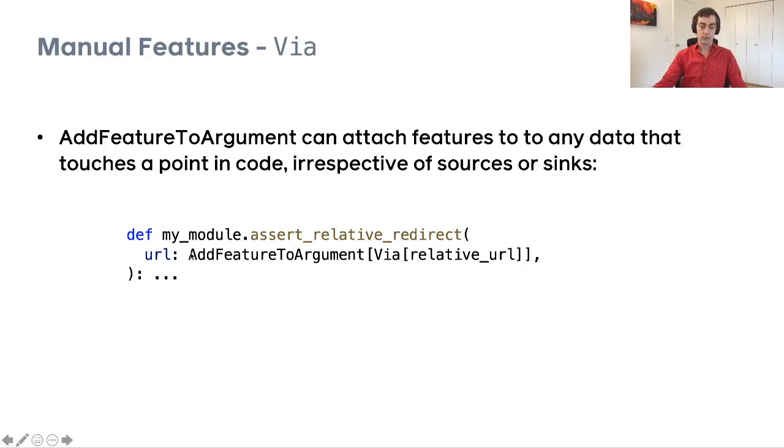So for example, if we have this model, tainting something in my module called assert relative redirect, we can type add feature to argument via, and then specify the name of the feature we want to add. And that means any data that touches this URL, even if it doesn't go into the function and come back out, any data that touches this URL is now going to have this relative URL feature attached to it.